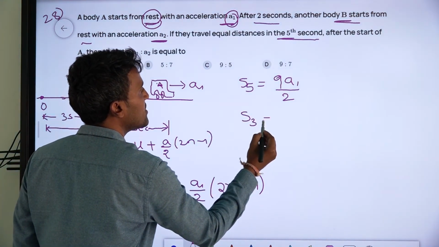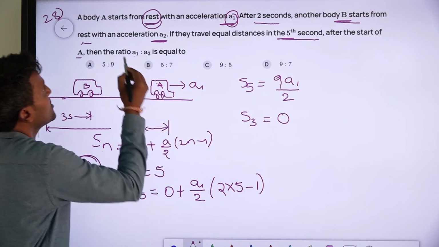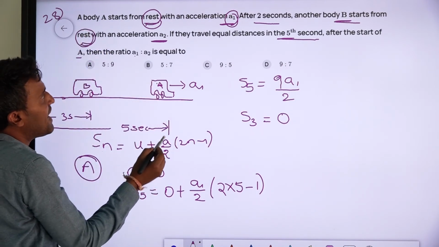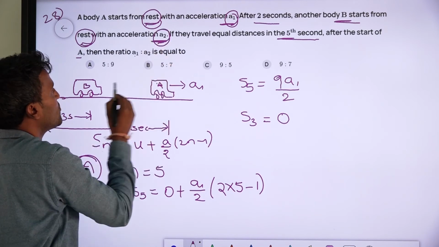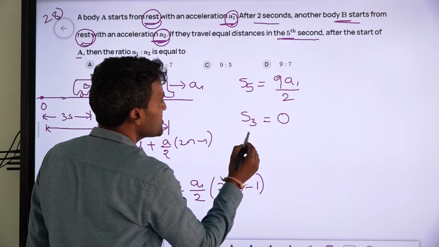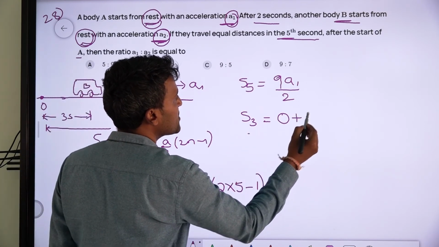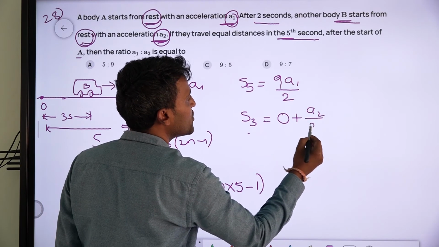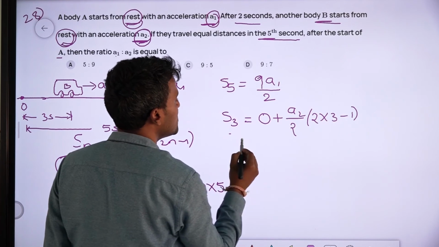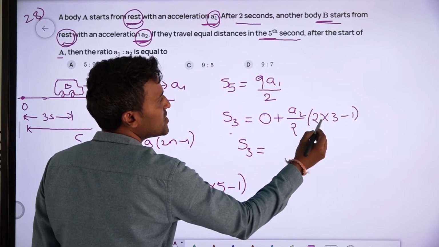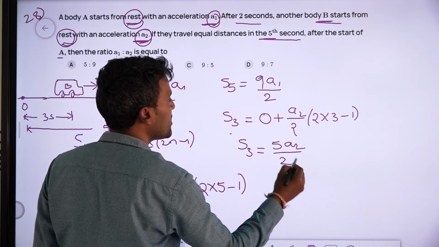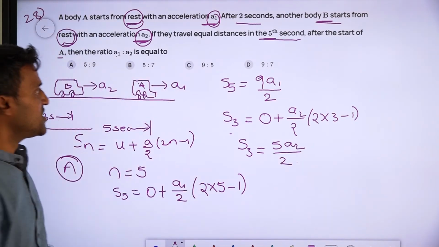And next one, n equal to 3. S3 I am writing here. S3 means the initial velocity, see here, it also started from rest, so u is equal to 0. The acceleration for this one is given as a2. So S3 is equal to 0 plus a2 divided by 2 into (2n minus 1), where n is 3. 2 into 3 is 6, minus 1 is 5. So S3 is 5a2 by 2.